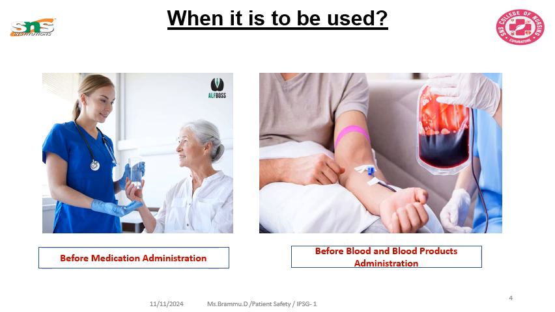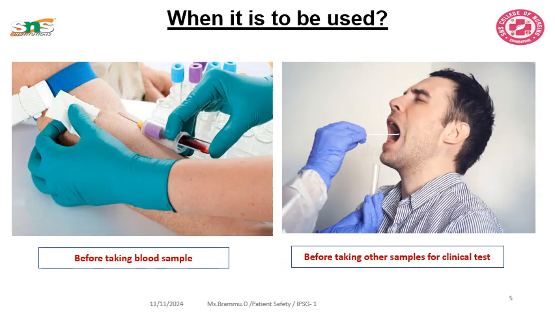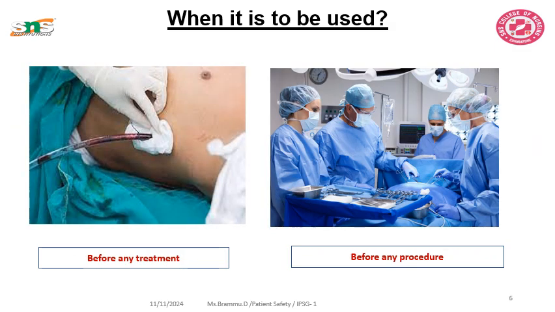When are we going to use it? Before administration of any drugs, before blood and blood products transfusion, before taking a sample from the patient, be it a routine sample or any other sample for test, and before other clinical tests such as bronchoscopy or MRI, CT. Whenever we do any sort of diagnostic or therapeutic intervention, we definitely need to cross-check the patient identifiers, that is the patient name and the OP number and the IP number, along with the patient tag and the register.